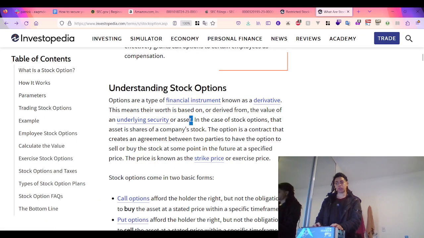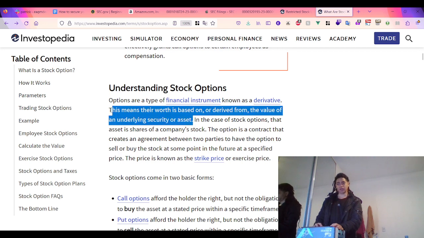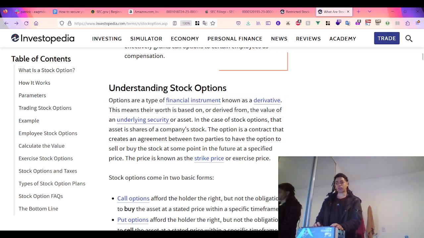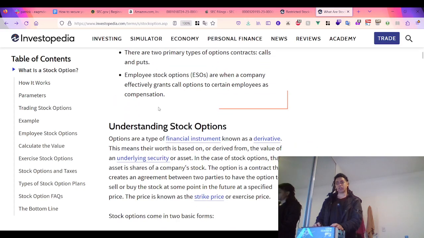It's important to recognize that stock options are financial instruments known as derivatives, and this means their worth is based on an underlying security or asset. That's what it is. So it's very, very important to understand that distinction for stock options. Yes, it's a financial instrument known as a derivative, which means that their worth is based on an underlying security or asset.